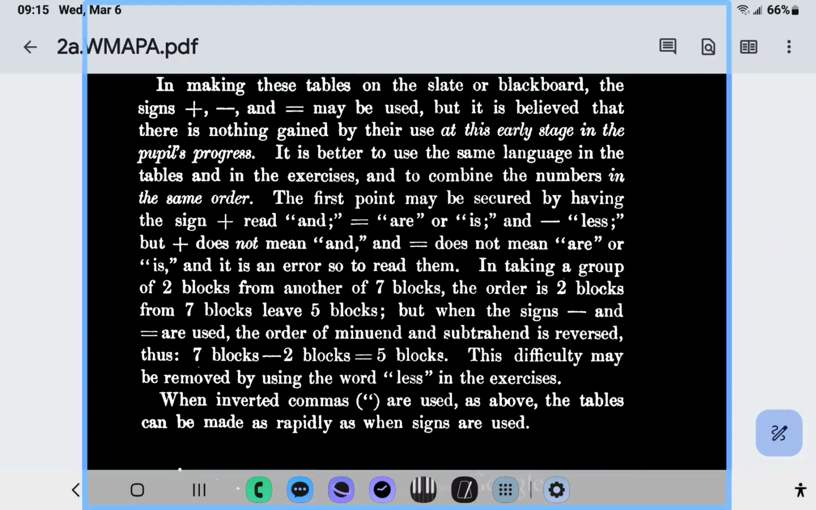The pupils should also be required to copy and complete the tables on the slate in this form. 0 and 2 are 2.